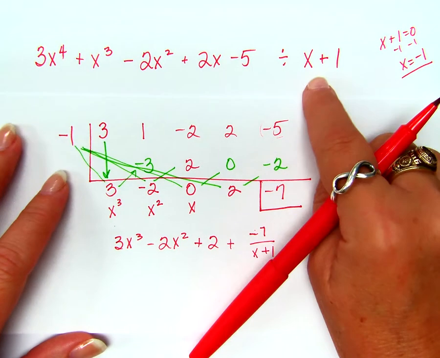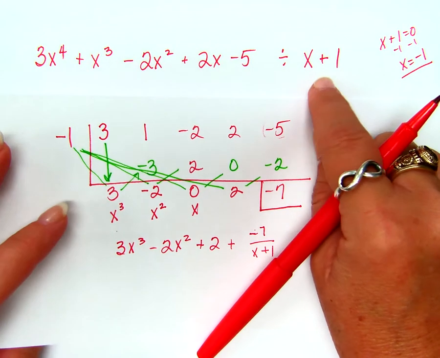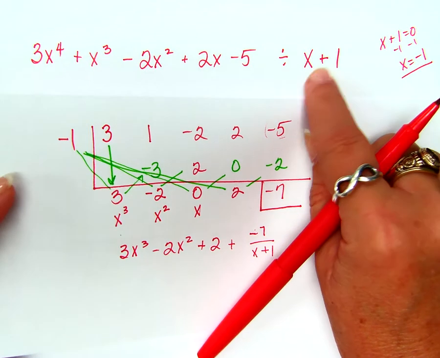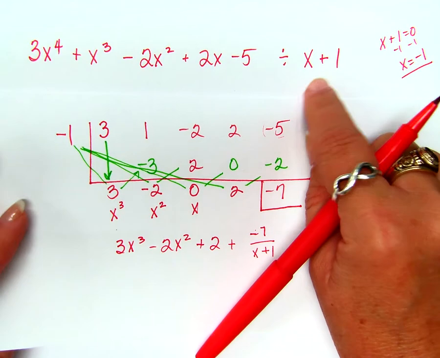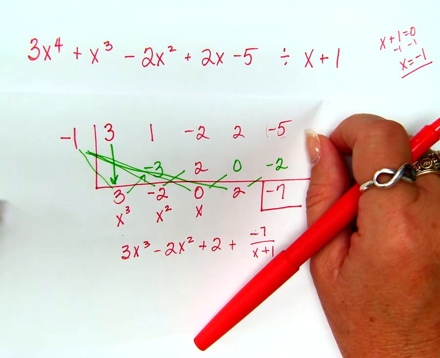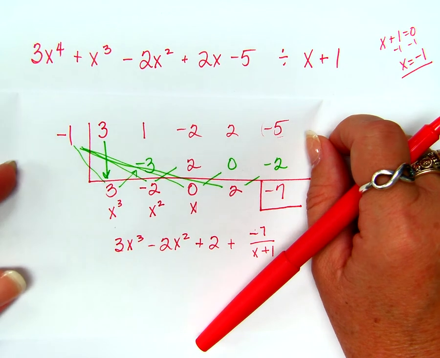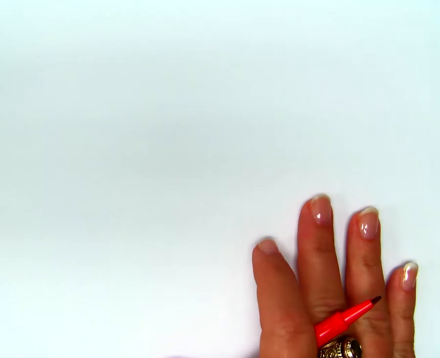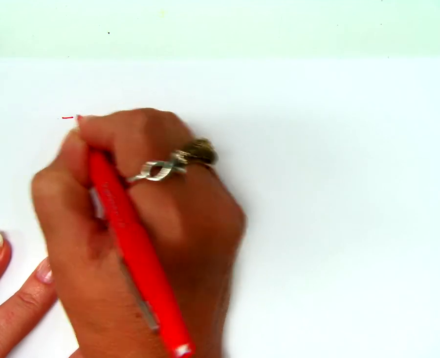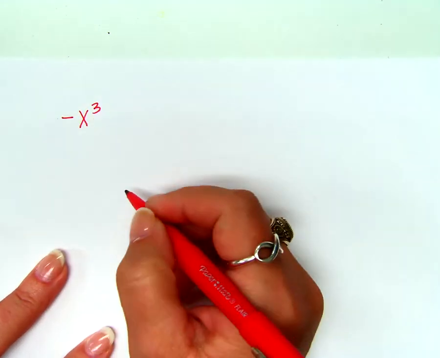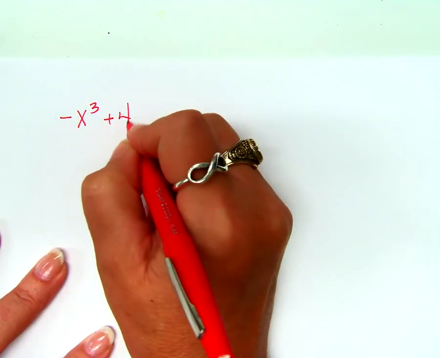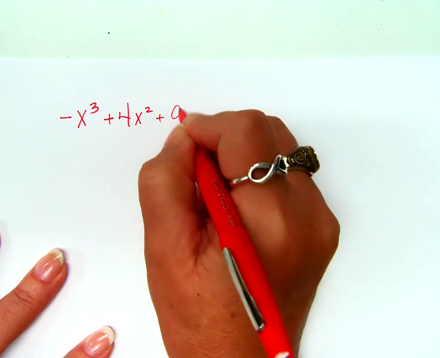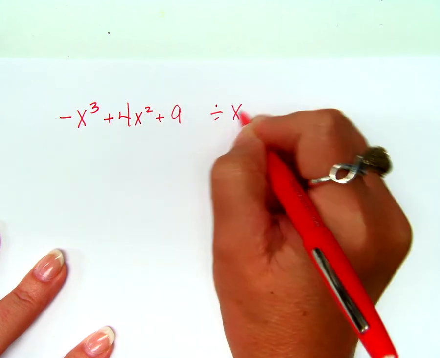It only works when your divisor is x plus something, or 2x plus something, or x minus 3, or 3x minus 3, or something like that, right? Questions? Shall I do another one? Okay. Negative x to the third plus 4x squared plus 9 divided by x minus 3.